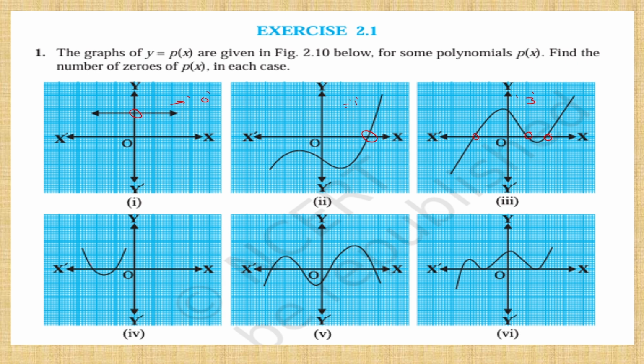Here at 2 points, this point and this point. So number of zeros are 2. Here how many points? 1, 2, 3 and 4. So number of zeros are 4. Here 1, 2, 3. So number of zeros are 3. Okay. Like this, by seeing the graph where it intersects the x-axis, by counting all those points we will get the number of zeros of the polynomial. Understood friends? Okay.